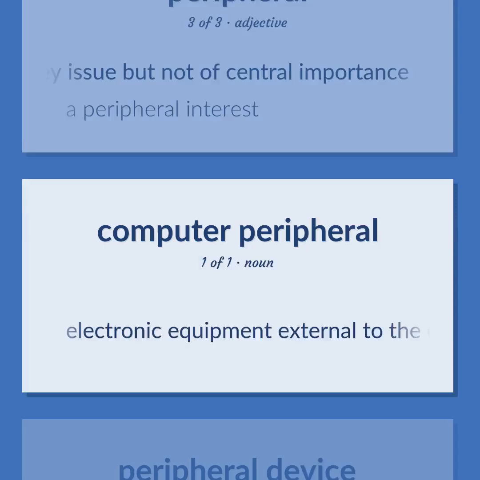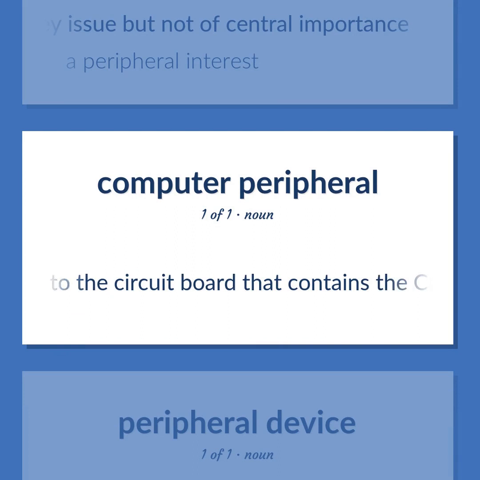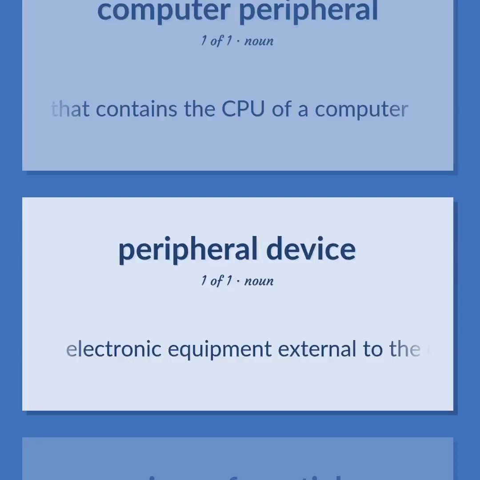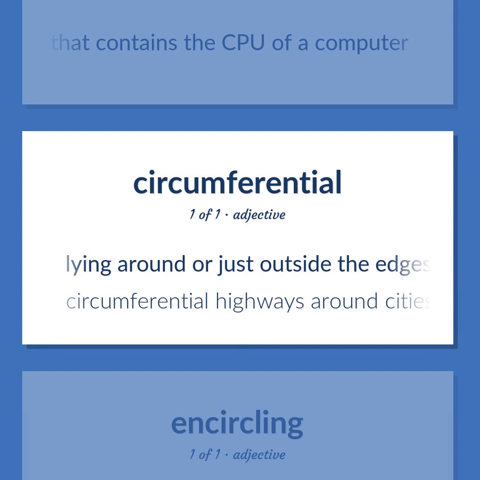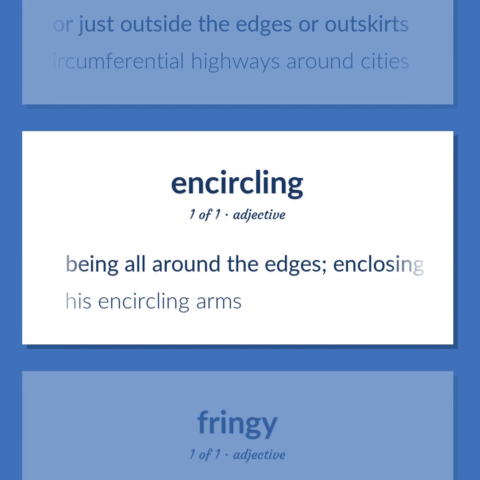Electronic equipment external to the circuit board that contains the CPU of a computer. Lying around or just outside the edges or outskirts. Circumferential highways around cities. Being all around the edges, enclosing. His encircling arms.